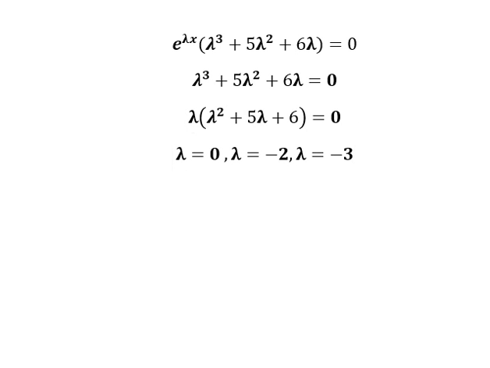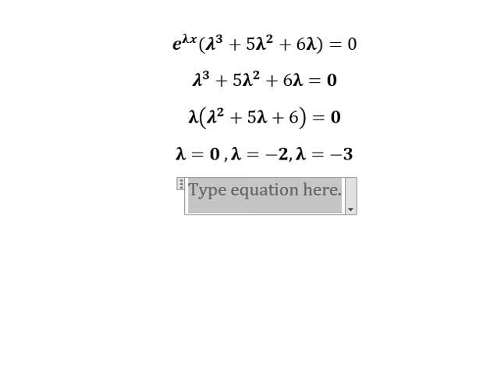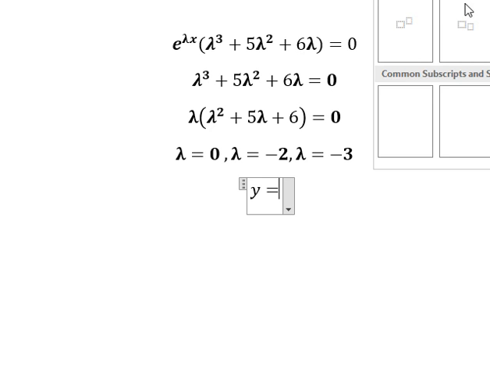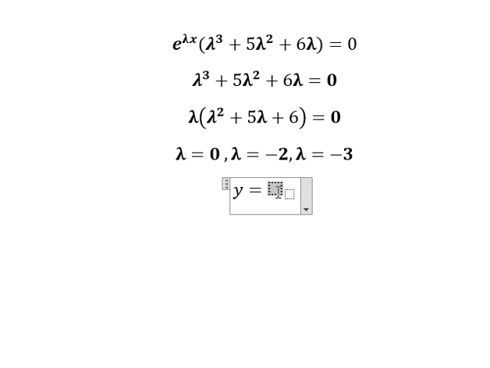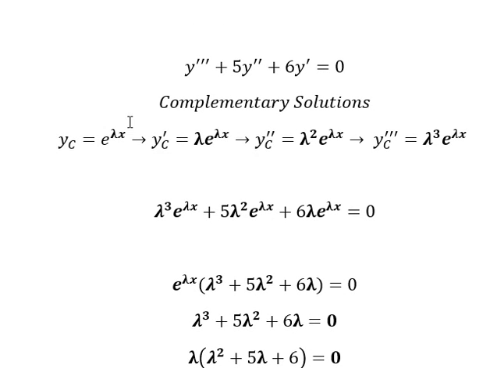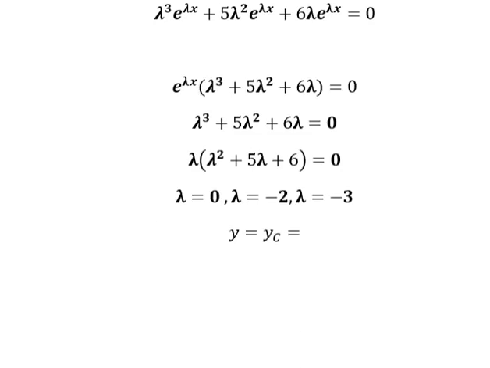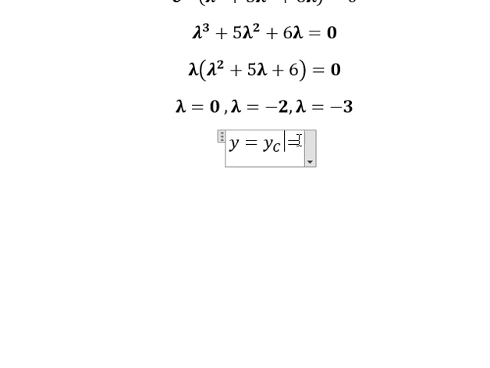So in this situation, we have y equals yc. And we know that we put number 0, negative number 2, negative number 3, back in here. And now we have c1, that is the constant number 1, e to the power of 0s. This one we have number 1, so we can write c1.